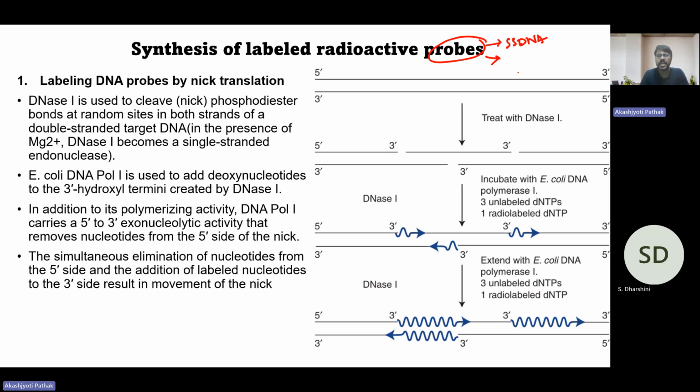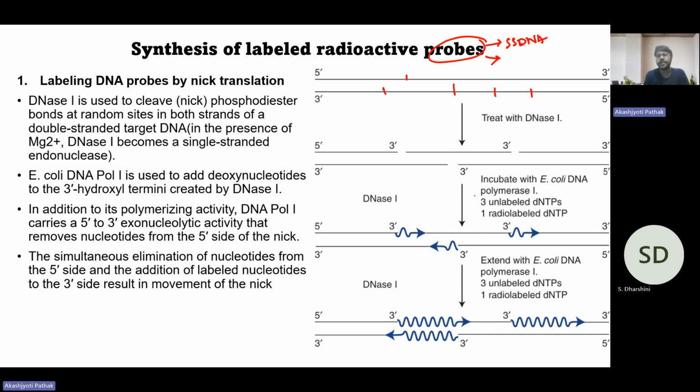One method is by nick translation. So what is done in nick translation? You have your double-stranded DNA, and it is treated with DNase1. Once you treat it with DNase1, it will cause random breaks in your DNA strand. In both the DNA strands, there will be random DNA breaks caused by this DNase1. Now, once this DNase1 acts, then what is done?